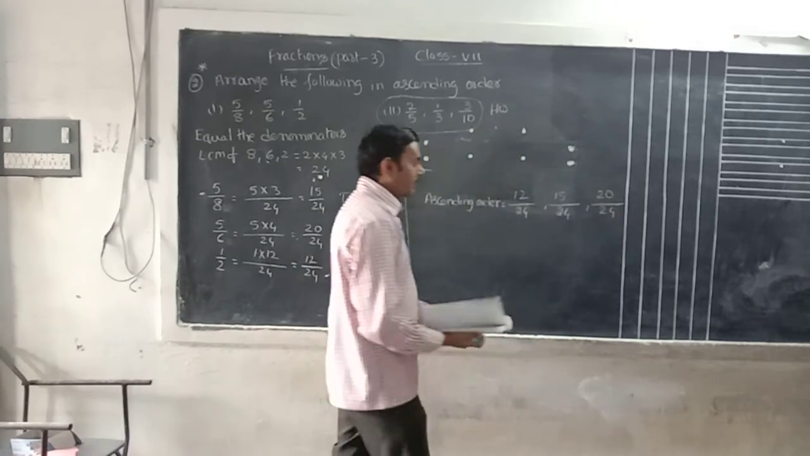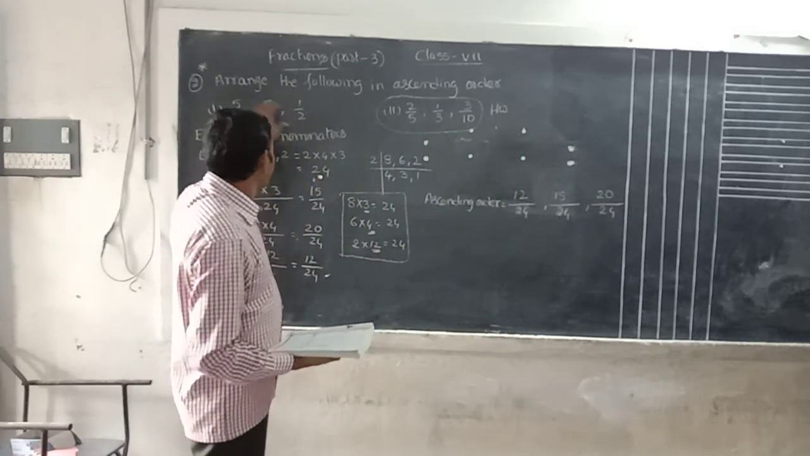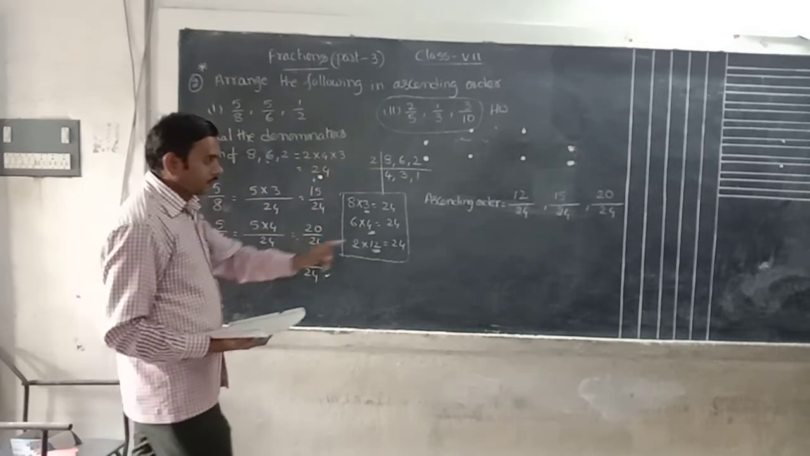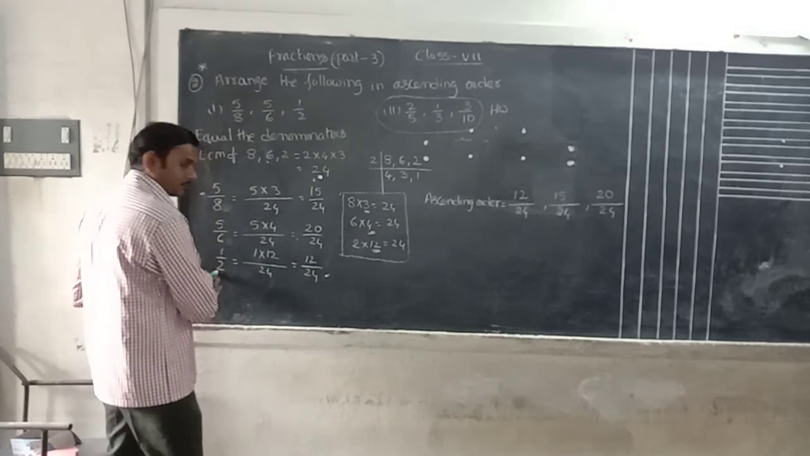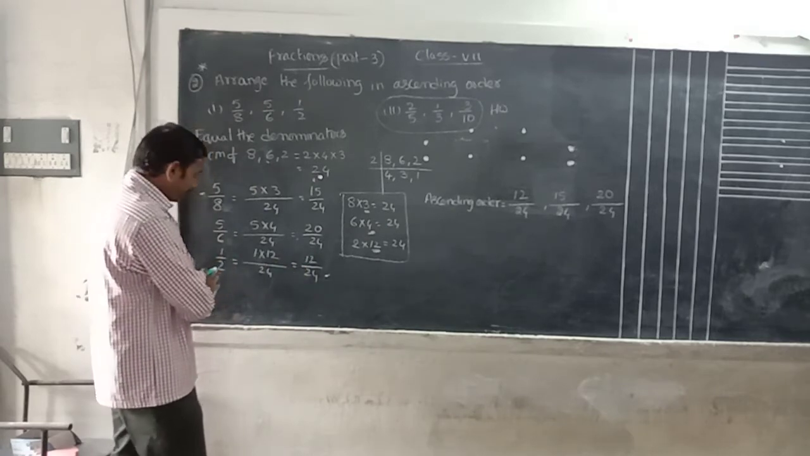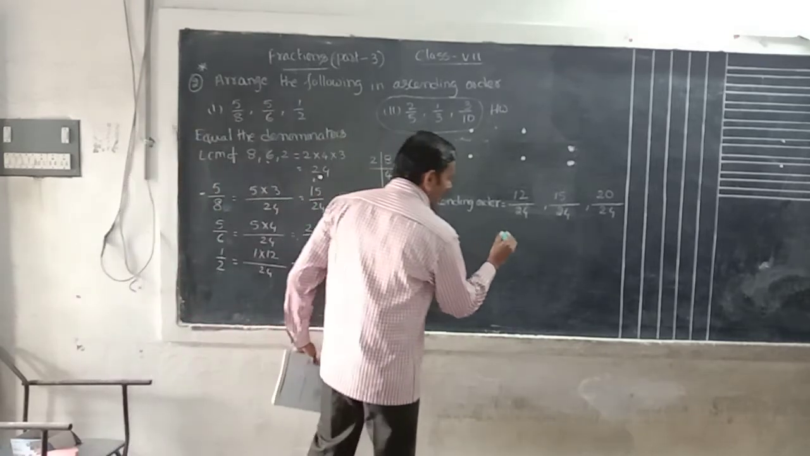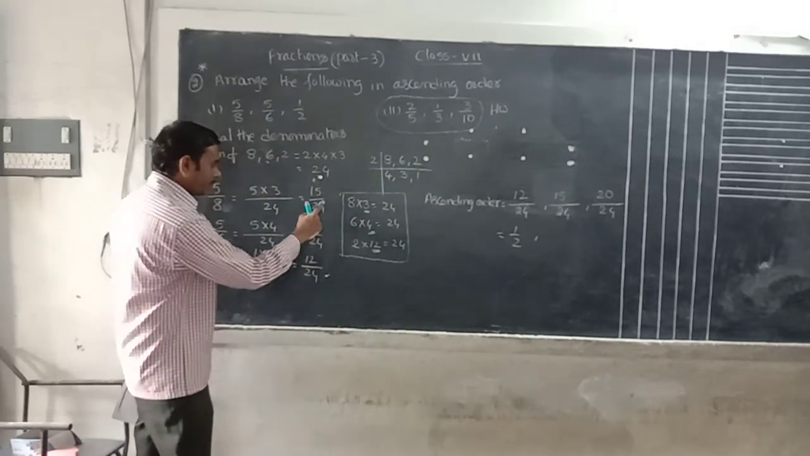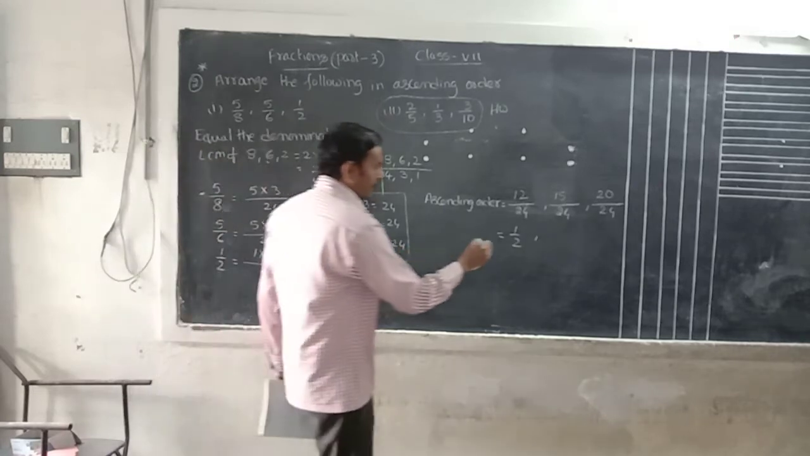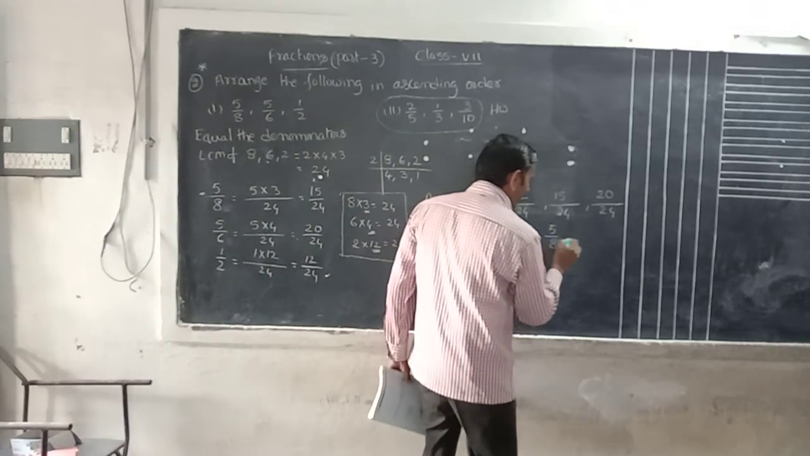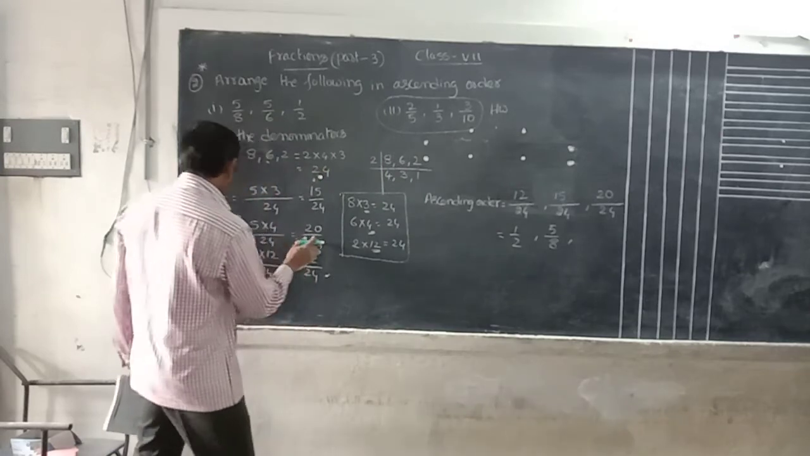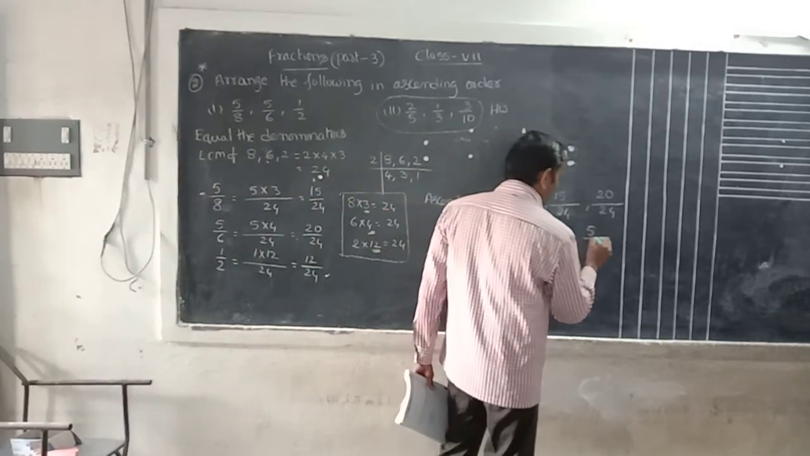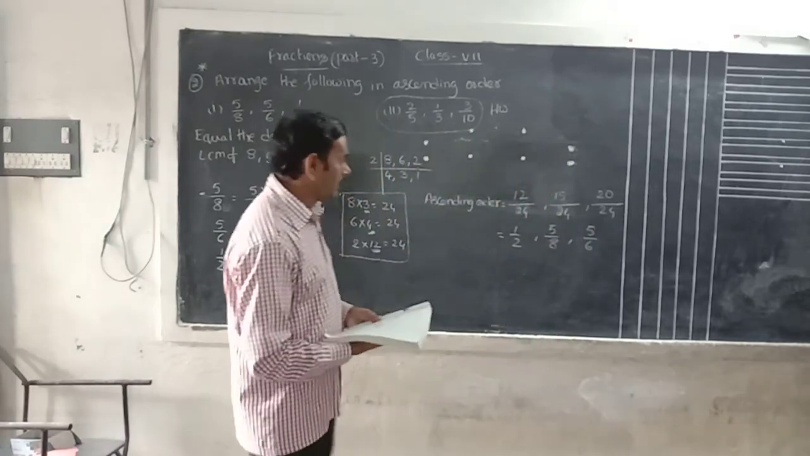But here we require ascending order for the original fractions. So 12 by 24 is the answer for which fraction? 1 by 2. Write 1 by 2. Next, 15 by 24 is the answer for 5 by 8. 5 by 8, comma. Next, 20 by 24 is 5 by 6. This is the solution for the ascending order.